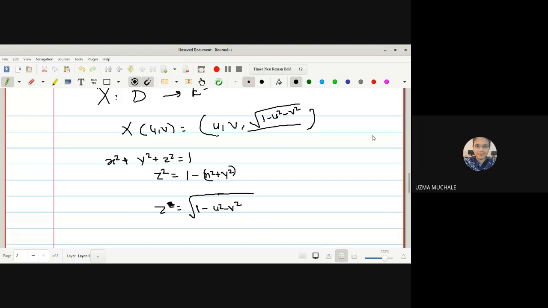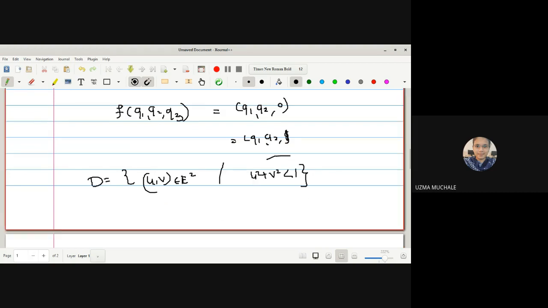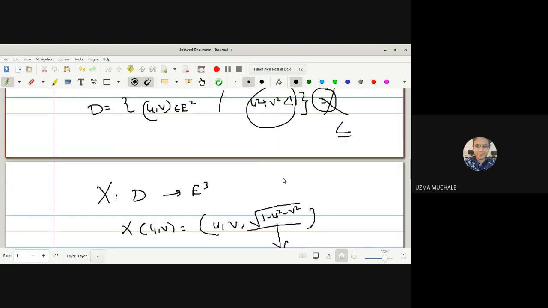So here, if u square plus v square is 1, then the third condition, the square root of 1 minus (u square plus v square), becomes 1 minus 1, which is 0. So that's why we have considered u square plus v square strictly less than 1. Here the equality condition is not there. Mostly we have the habit of writing less than or equal, but you should not write equality here. Strictly less, because if we have equality, it means we are again coming back to our 2D plane. So in this way, we have defined the mapping.